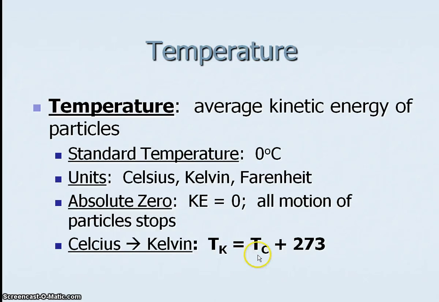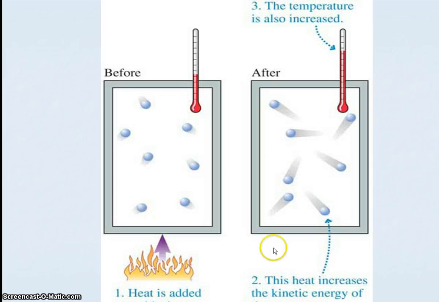And this is the conversion for how you get from Celsius to Kelvin. All you have to do is add 273 to the Celsius temperature. And this equation is in your reference packet as well. So here's a picture just to give you a visualization. Notice that the cooler particles are moving slower and the hotter ones are moving faster.